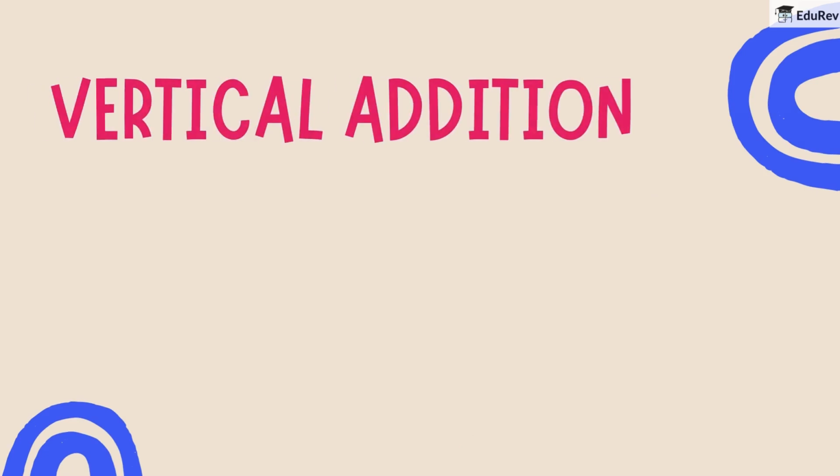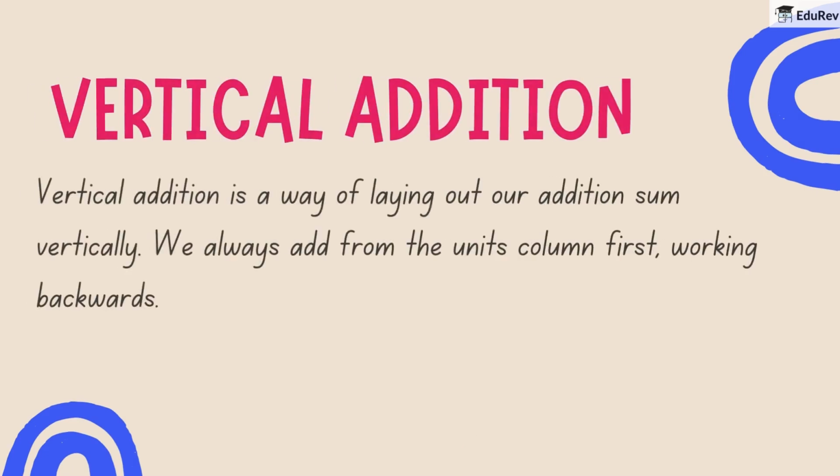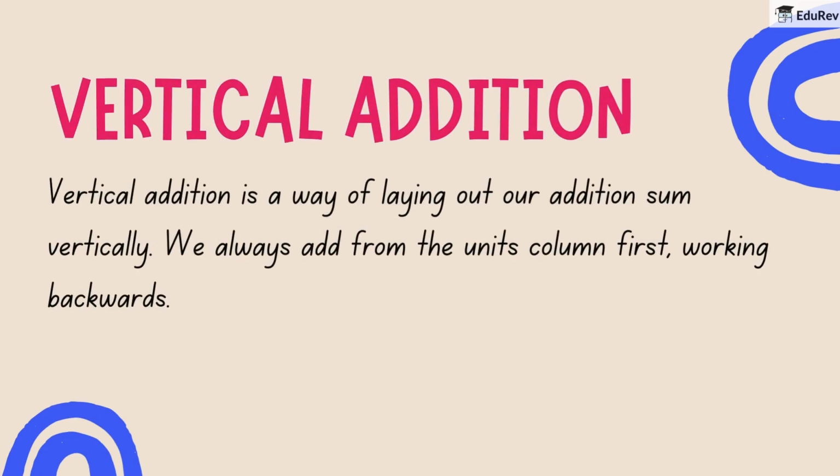Now, let's move on to vertical addition. Vertical addition is a way of laying out our addition sum vertically. We always add from the units column first, working backwards. For instance, if we have 7 plus 5, we write it vertically like this. 7 plus 5. And when we add them, we get 12.